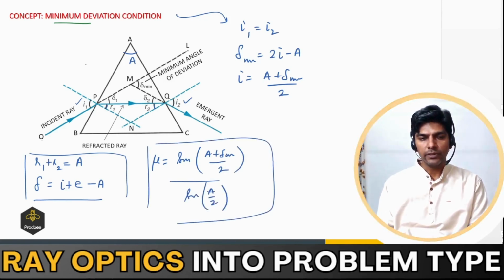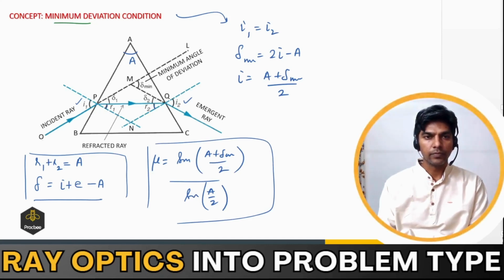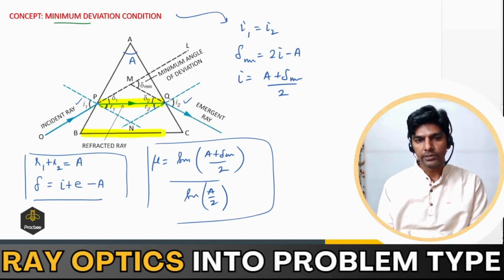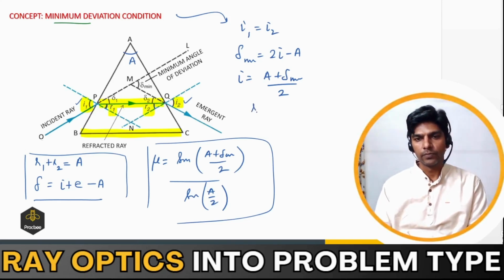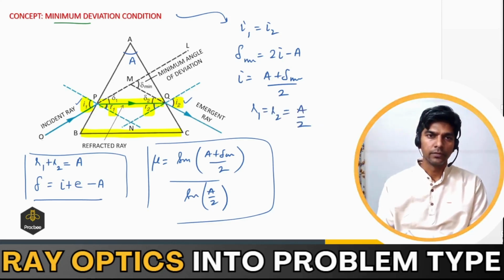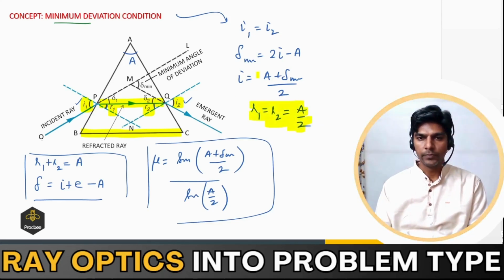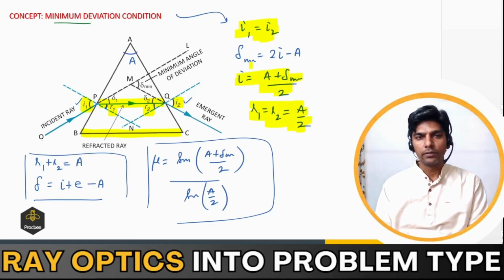And at minimum deviation, the refracted ray will be parallel to the base. Okay, so that is the condition. And when that happens, when I1 is equals to I2, then R1 is also equals to R2, and both equal A by 2. Okay, so this you should remember. That is for minimum deviation condition. Now let us see the question based on this.